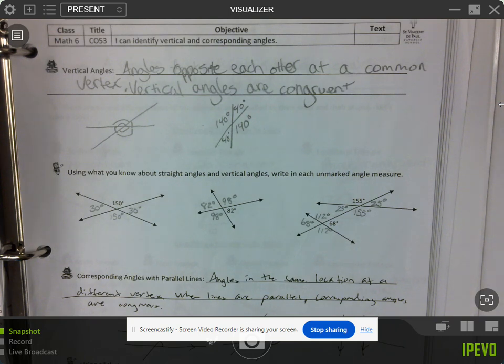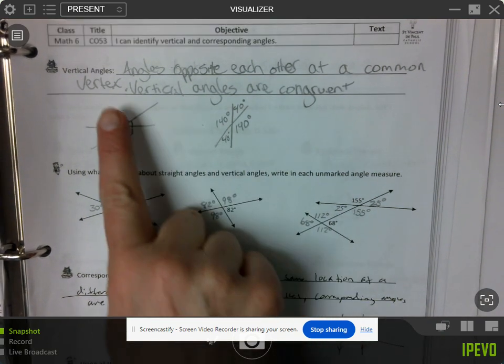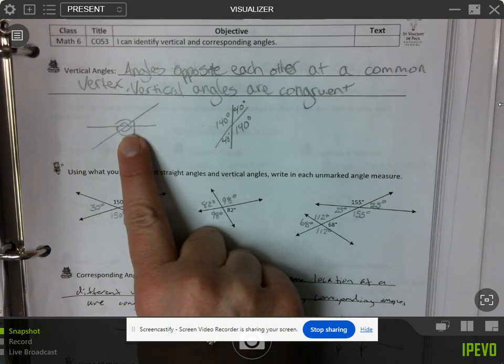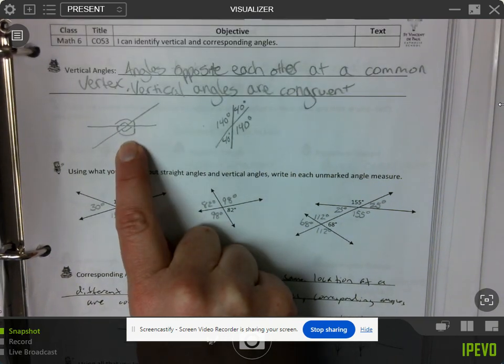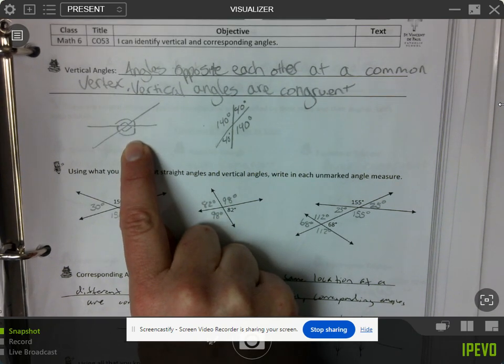Good morning. Today we are correcting CO53 with the vertical and corresponding angles. We had a long weekend, so we're going to do a quick review of what corresponding and vertical angles mean. If it is a vertical angle, it means that they share that vertex. And vertical angles are opposite of each other, and they are congruent. They are the same measurement. So if they share a vertex and they're opposite of each other, we know it's going to be the same measurement.